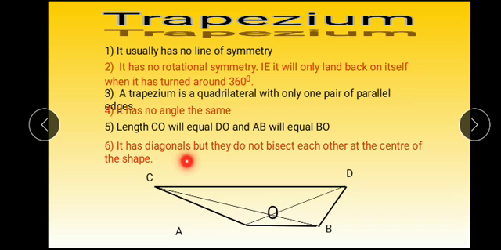It has diagonals, but they do not bisect each other at the center of the shape. So the diagonals of a trapezium do not bisect, or we can say they do not intersect at the center of the trapezium. Moreover, they intersect at a point which is closer to the shorter side.